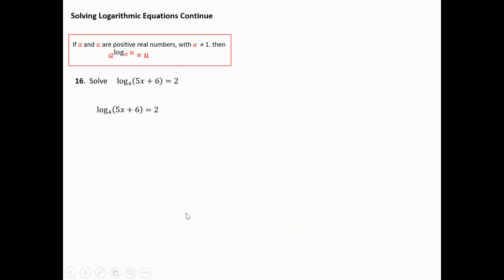Okay, now this is another rule here. If a and u are positive real numbers with a cannot equal 1, then a raised to the power of log base a of u equals u. So in other words, I want to cancel the log of 4, right? I don't want that there.